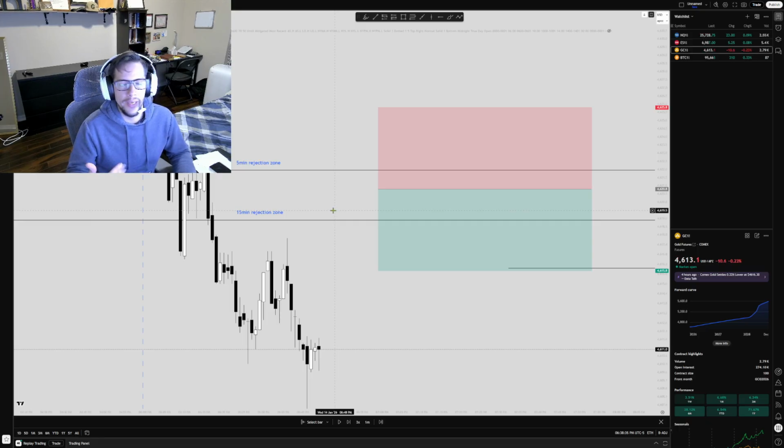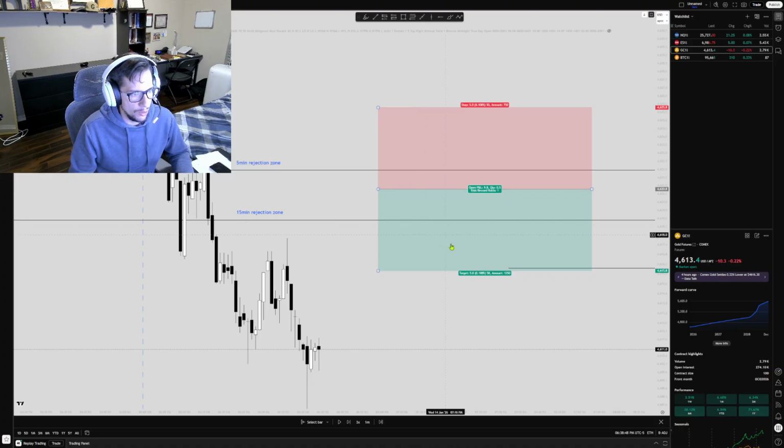Sometimes I'm impatient, so I enter a little bit before price reaches the 5-minute rejection zone, because I find at times that price doesn't test these areas, but it'll sell off before getting there. So I don't mind taking a more aggressive entry. So here's what I did.